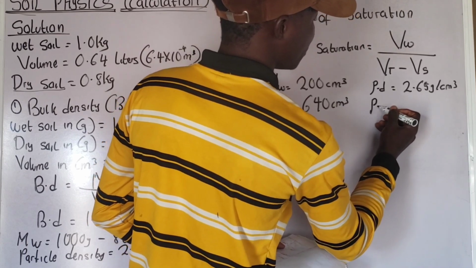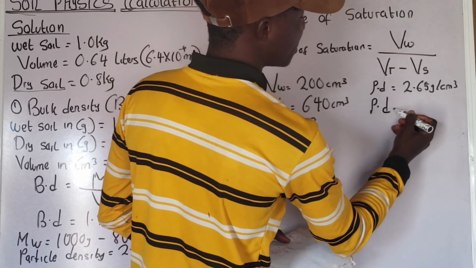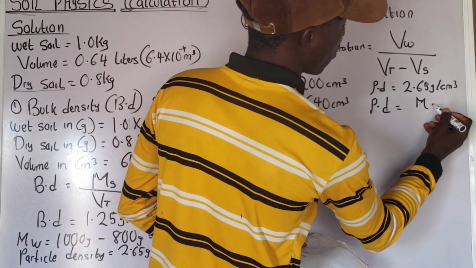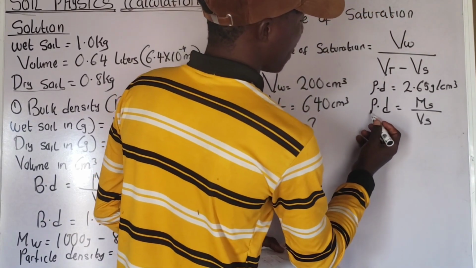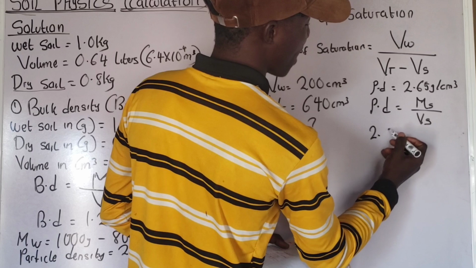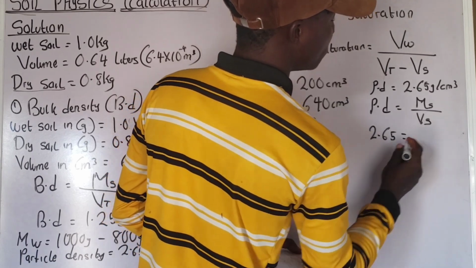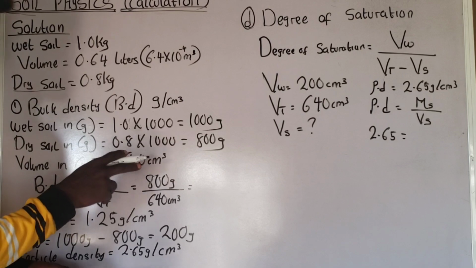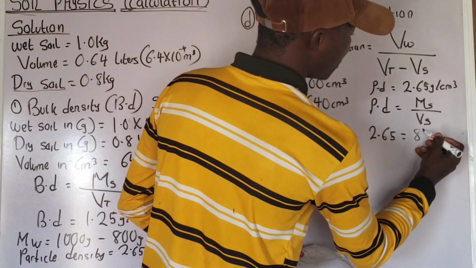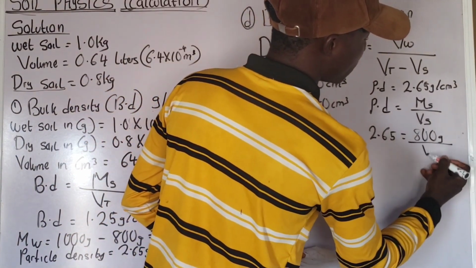Okay, let's take it step by step. The particle density is equal to the mass of the soil all over the volume of the soil. You understand? Okay, the particle density is equal to 2.65, equal to the mass of the soil. The mass of the soil is the dry soil. The dry soil is what? 800 grams. So I'm going to have 800 grams all over the volume of the soil.